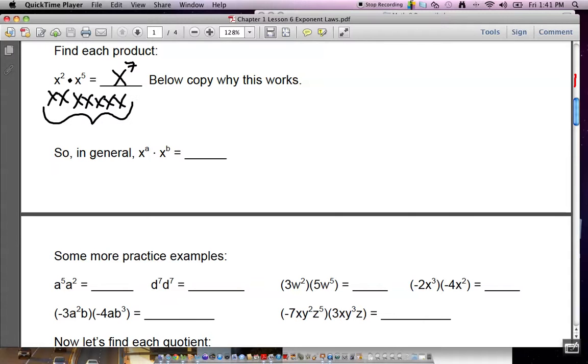Now, going backwards from the work we did yesterday when we wrote things out as a series of factors, what does this equal? 7. X to the 7th.